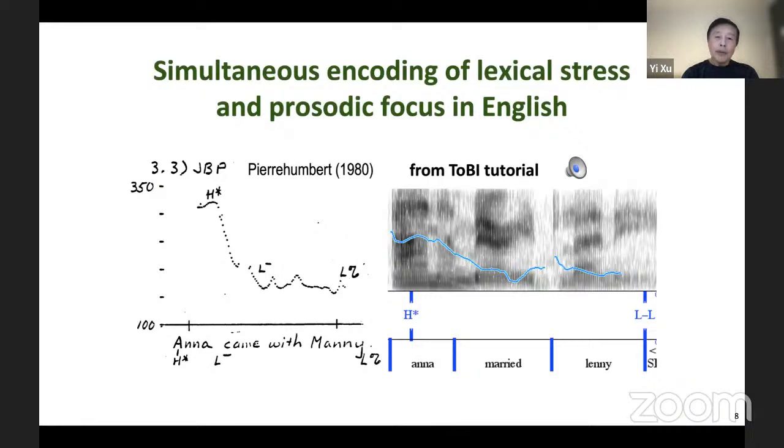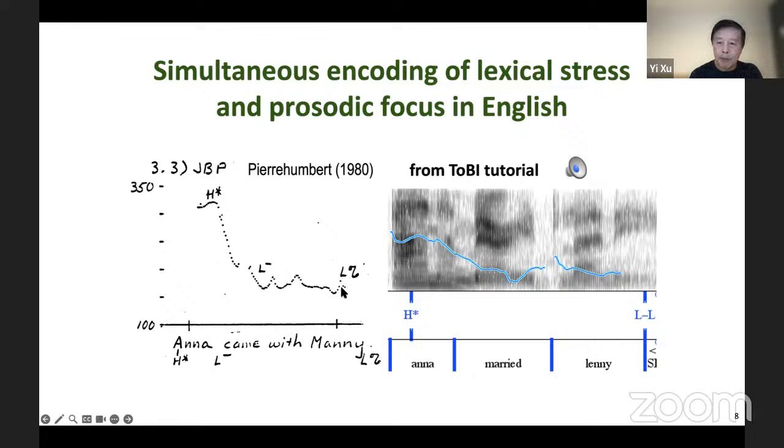The same thing happens to English as well. So although from the ToBI system or the AM theory or Pierrehumbert's model, this is often not clearly represented. So this is directly from Pierrehumbert's dissertation, where for this sentence, Anna came with Manny, the system only recognized a pitch accent here, and a phrase accent here, and a boundary tone here, meaning that there are no meaningful, significant phonological events going on in between.